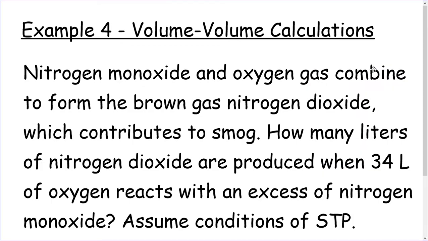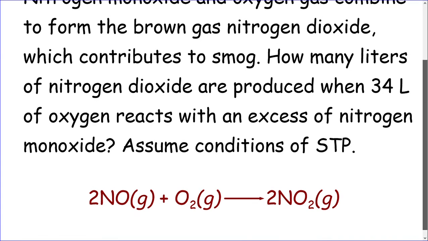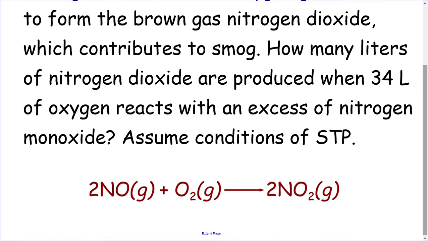So our next example, this one is a volume to volume calculation. Okay, so here we're saying that we start off with 34 liters of oxygen and it's reacting with an excess of nitrogen monoxide. Okay, so again, I would jot down the question. You've got the balanced chemical equation that's there, and we're going from a volume of oxygen, and it wants to know how many liters of nitrogen dioxide do I have.